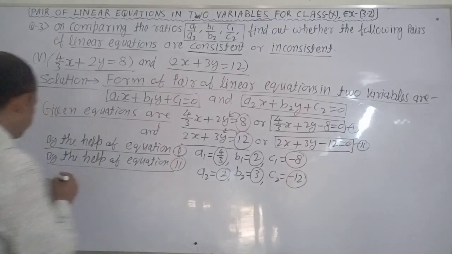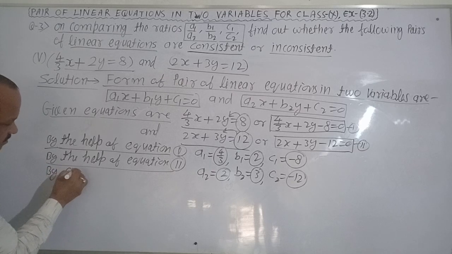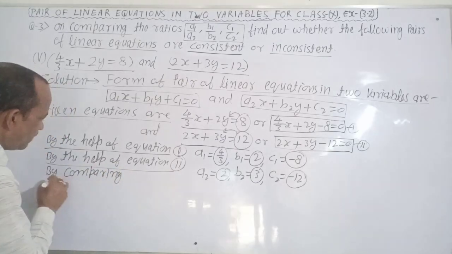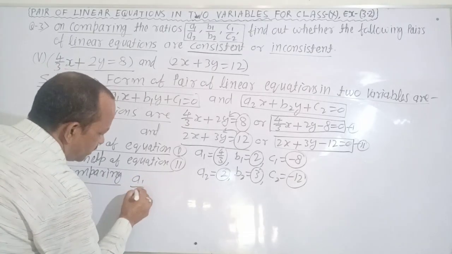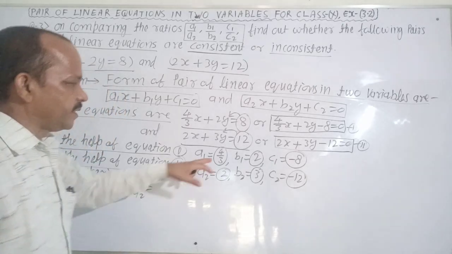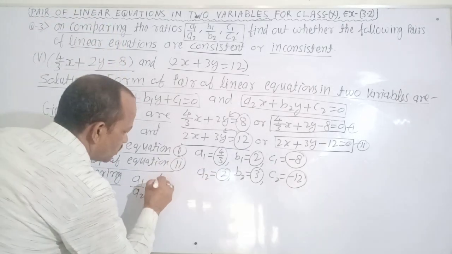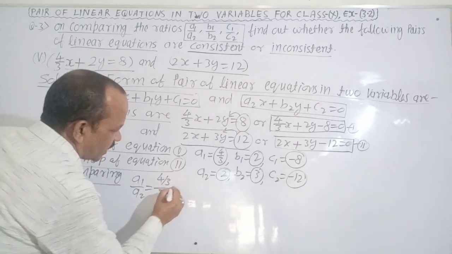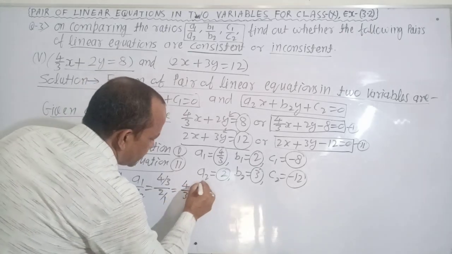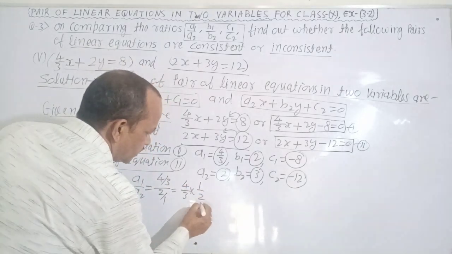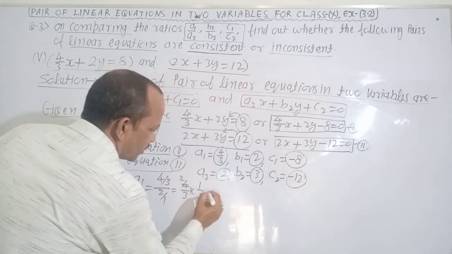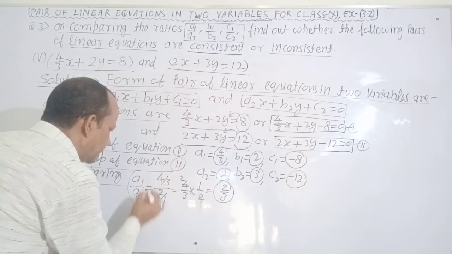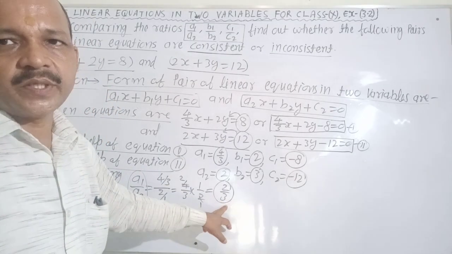By comparing, a1 by a2 equal to 4 by 3 divided by 2. You can write it as 4 by 3 multiplied by 1 by 2. You can cut: 2 ones are 2, 2 twos are 4. It becomes 2 by 3. You find the value of a1 by a2 equal to 2 by 3.